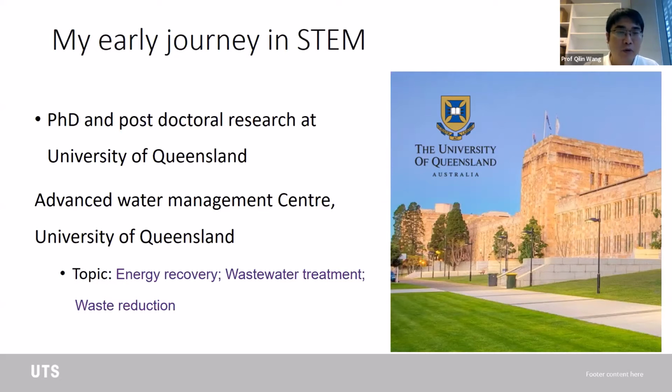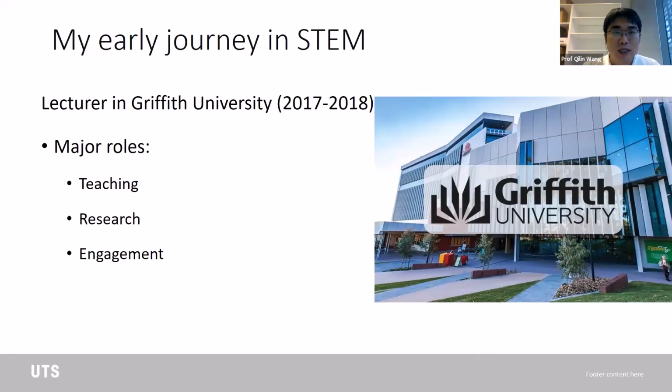Then I found a job as a postdoc research fellow at the University of Queensland, and continued to do this research. My job there was a contract job and it was research focused. When I had worked at the University of Queensland for around 2 years, I wanted to find a stable job, because my job was a contract job. So I tried to find a stable job in Australia. Then I found a job as a lecturer at Griffith University in 2017, so I moved to Griffith University.